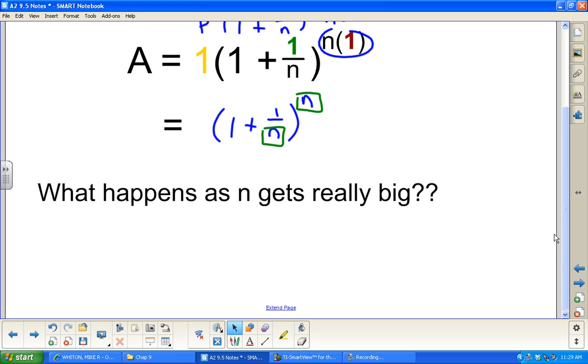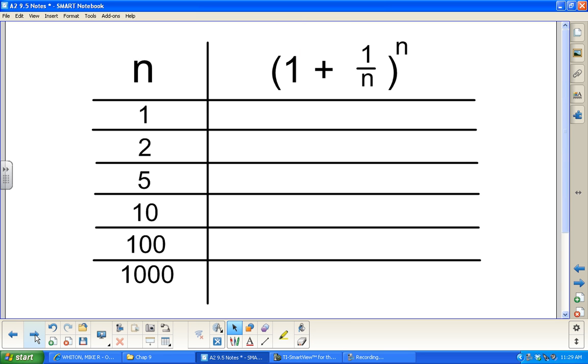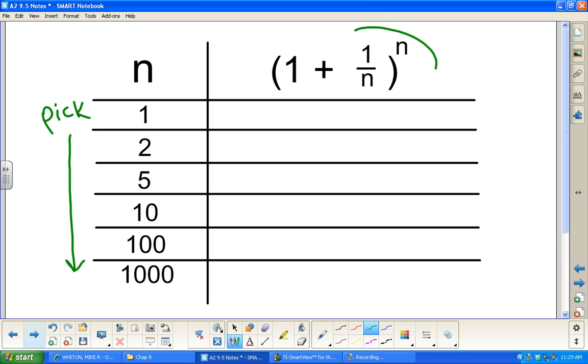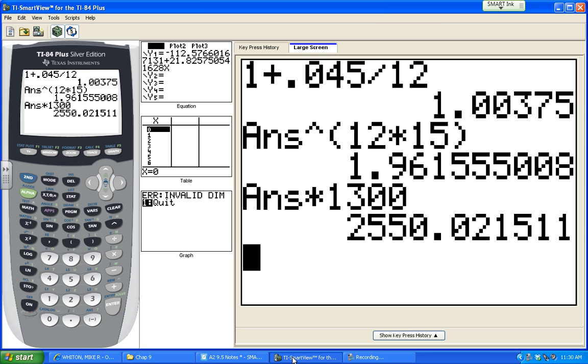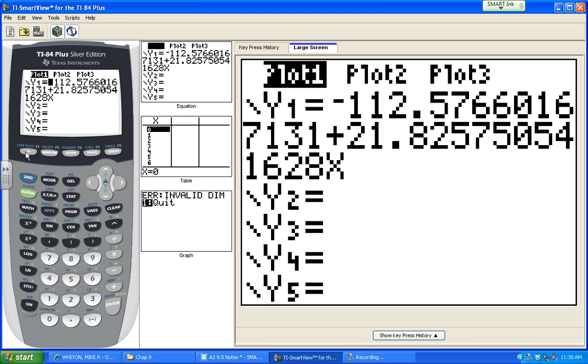Let's go to a table and see what happens. If I choose different n values, I'm just picking these values to see what happens as n gets bigger. This is that expression we just had on the other page. If we want to go to a calculator and see what happens, let's do that, because this is leading us towards something. I'm going to actually do it in the table here.